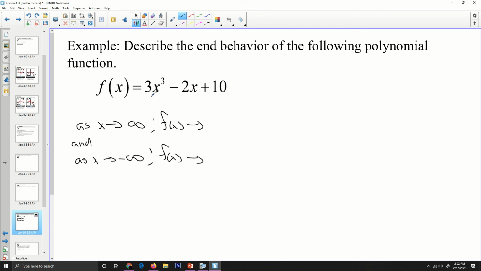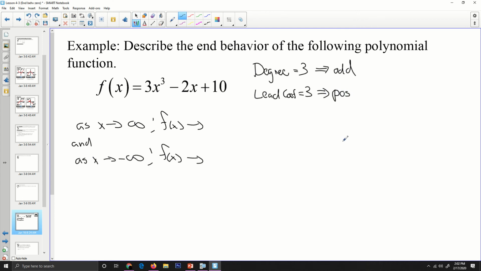Okay, so when I look at this, my degree is 3, and that is an odd number. And my leading coefficient is also 3, and that is positive.